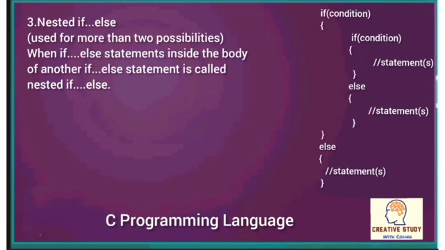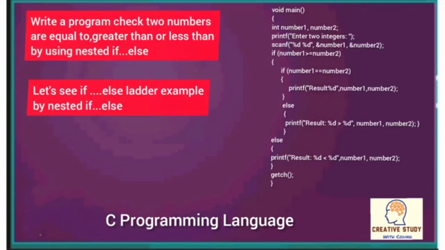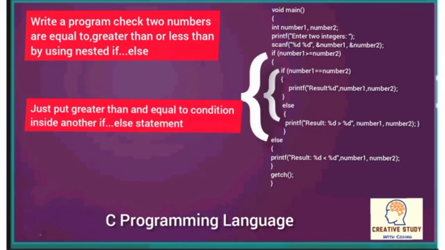Now nested if else, it is also used for more than two possibilities or more than two conditions. When if else statements are inside the body of another if else statement, it is termed as nested if else. Let's see the if else ladder example by nested if else. It means write a program to check whether two numbers are equal to, greater than or less than by using nested if else. Just put greater than and equal to condition inside another if else statement.